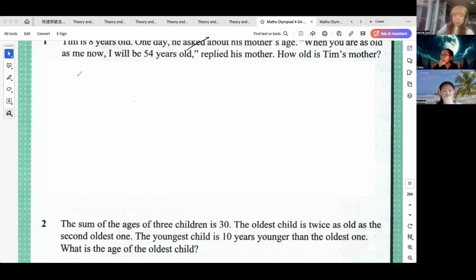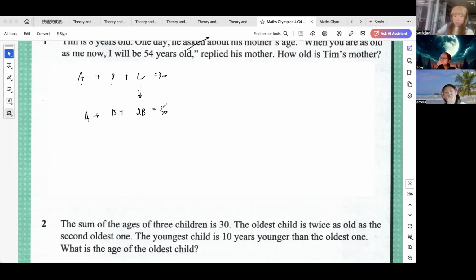So the sum of the three children is 30. So we just assume this is A, B, C. So plus together equals 30, right? The oldest child is twice as old as the second oldest one. So this is the youngest, this is second, this is oldest. So that means C can be rewritten as 2B. Correct?